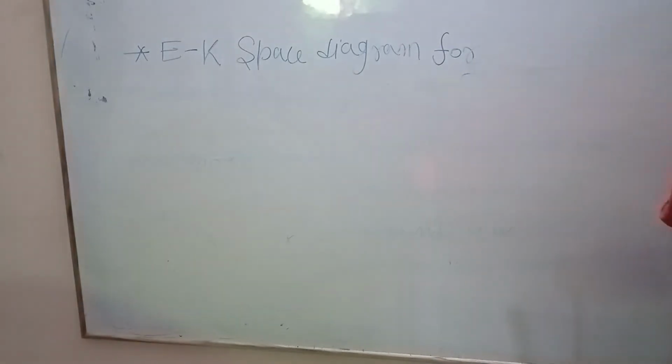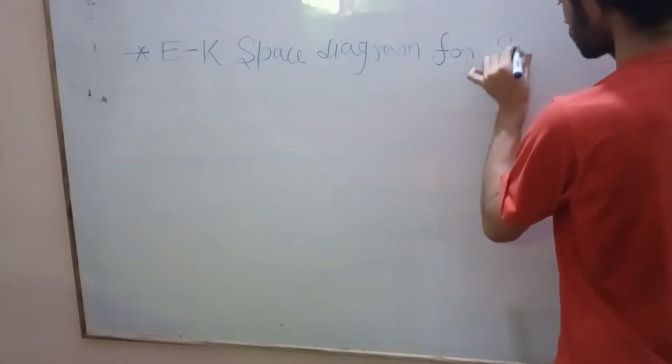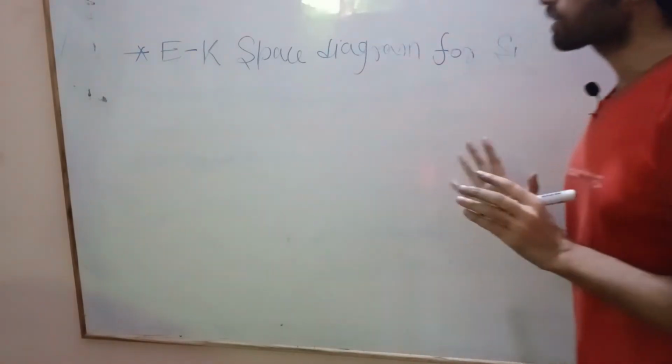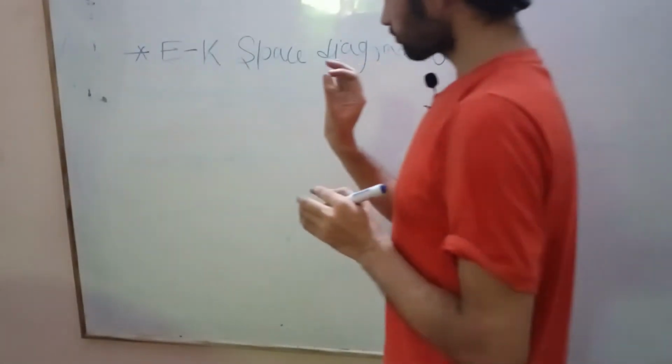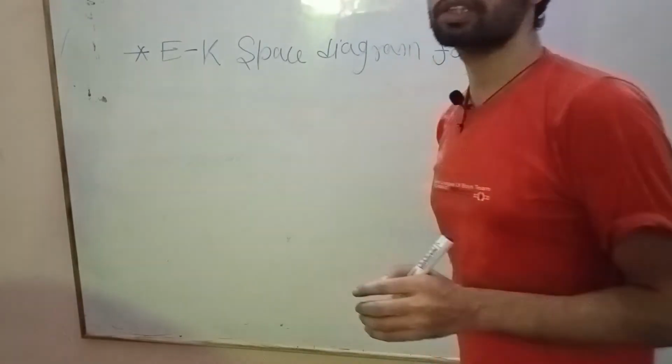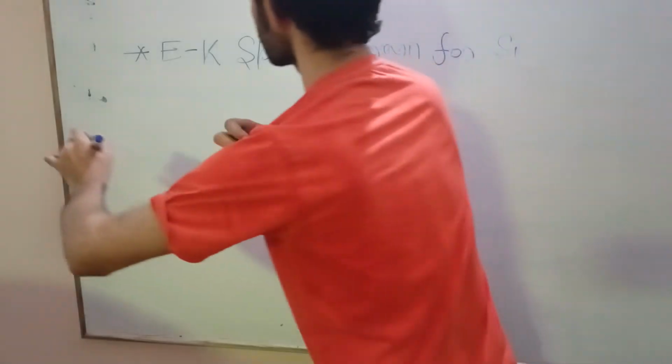For silicon. So let us see for silicon case. If we go for silicon, the E-K space diagram for silicon, here if we see, the minimum conduction band energy and maximum valence band energy do not occur for the same value of K. Do not occur for the same value of K.